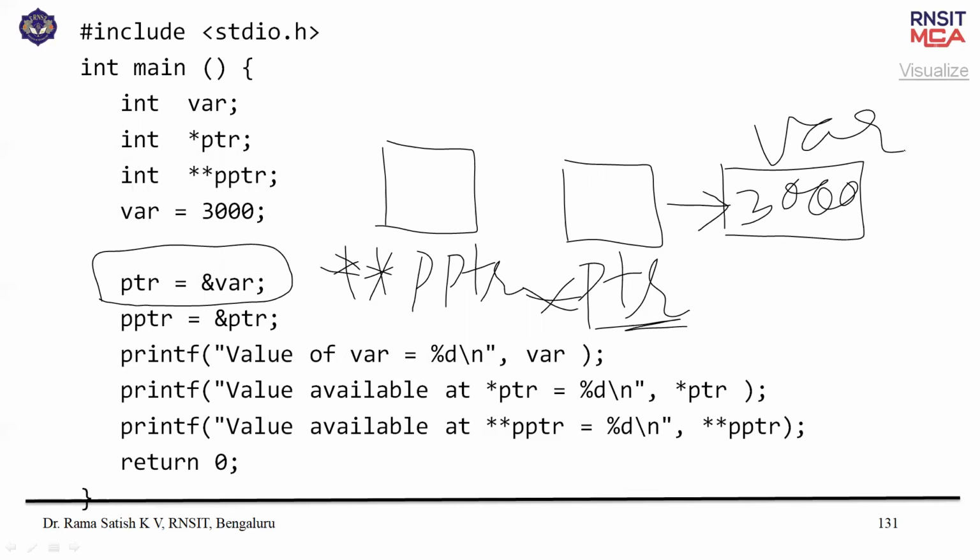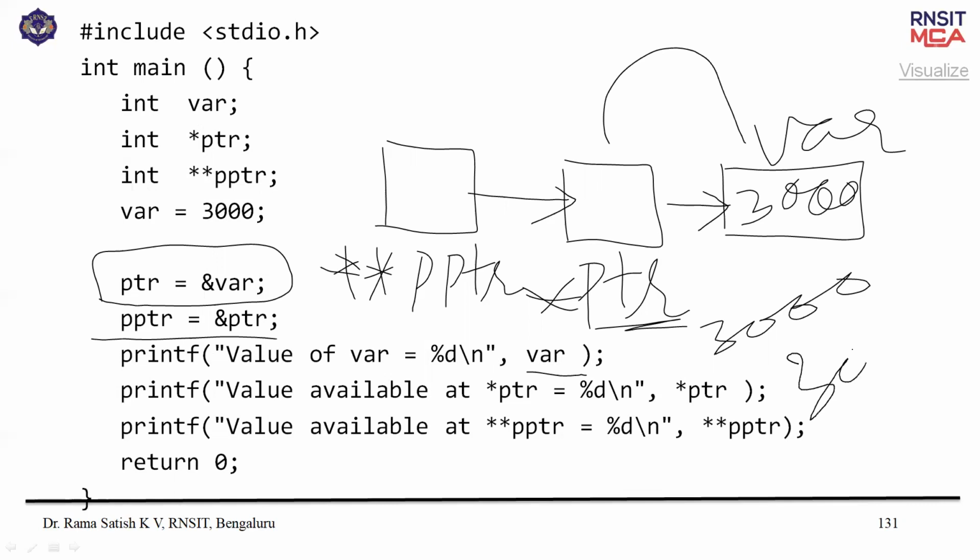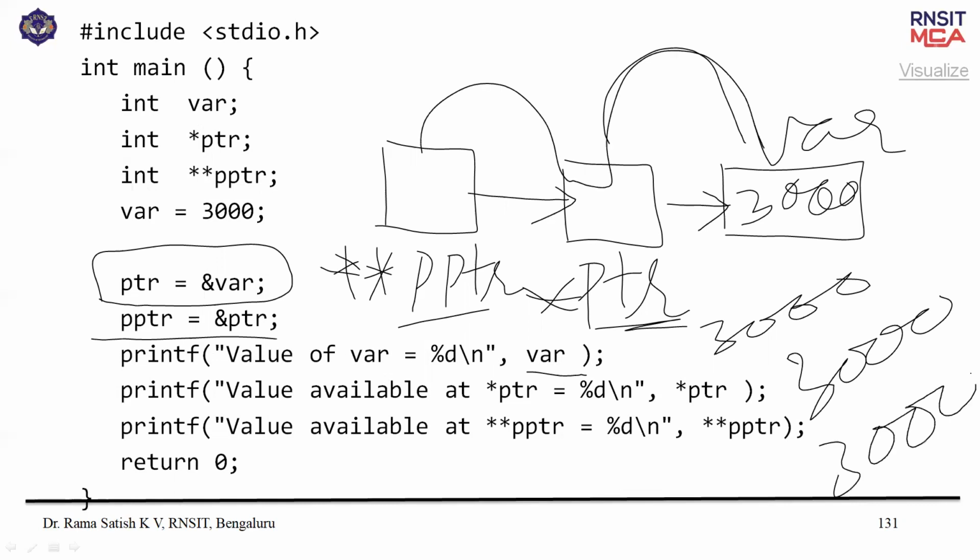Now in the next line, PPTR is equal to address of PTR. So this is assigned the address of PTR. Now we are trying to print the variable value. It will print 3000 as it is. Second, star PTR is pointing to 3000, so it is also printing 3000. Same way, double star PPTR, pointer to pointer, is pointing to PTR, and PTR in turn is pointing to the variable. This also prints 3000.